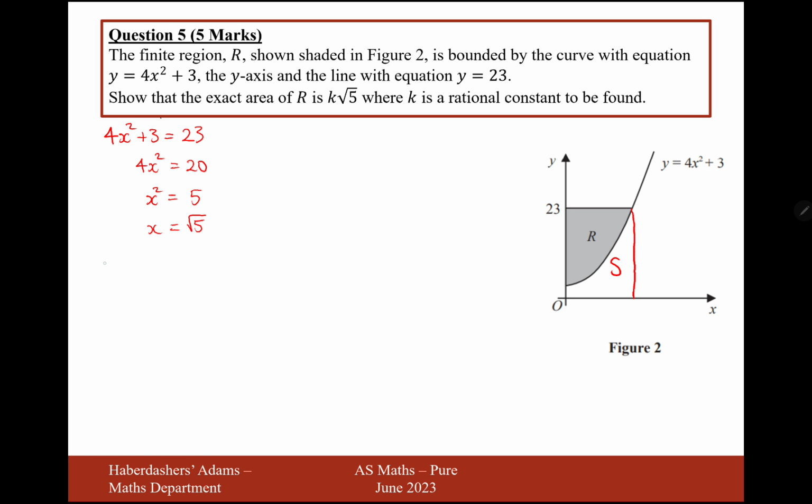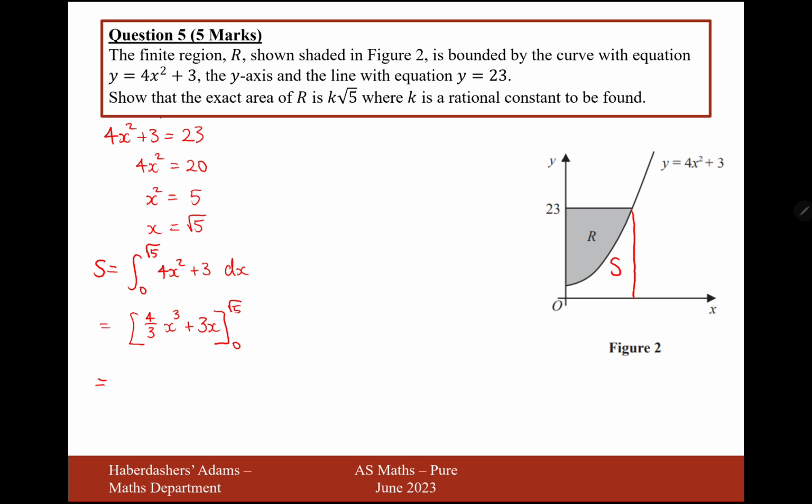Okay, so let's now calculate the region S. To calculate the region S, we're going to be doing some integration between x equals root 5 down to 0 of the function 4x squared plus 3 dx. Okay, let's use integration then. For integration, you increase the power by 1, so 2 becomes 3, and then you divide by that number 3, so it's 4/3 x cubed. And if it's just a number, to integrate it you just multiply an x on the end, between the boundaries of root 5 and 0.